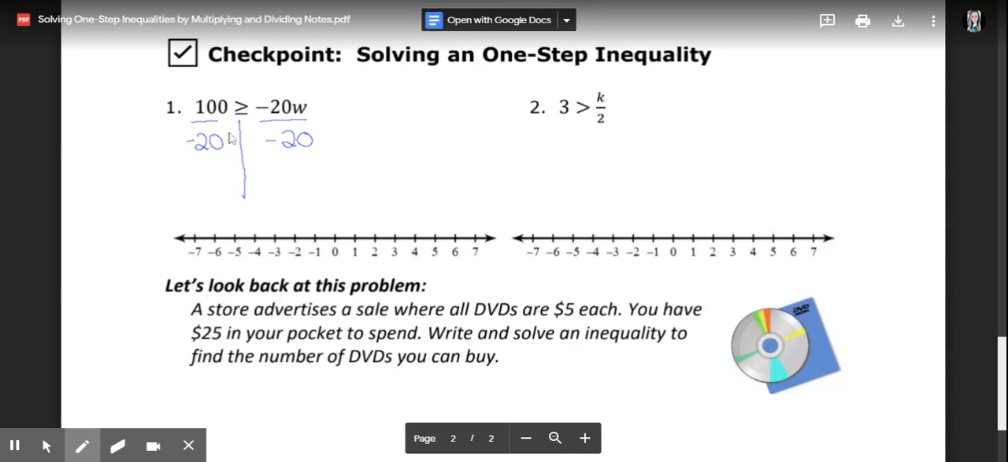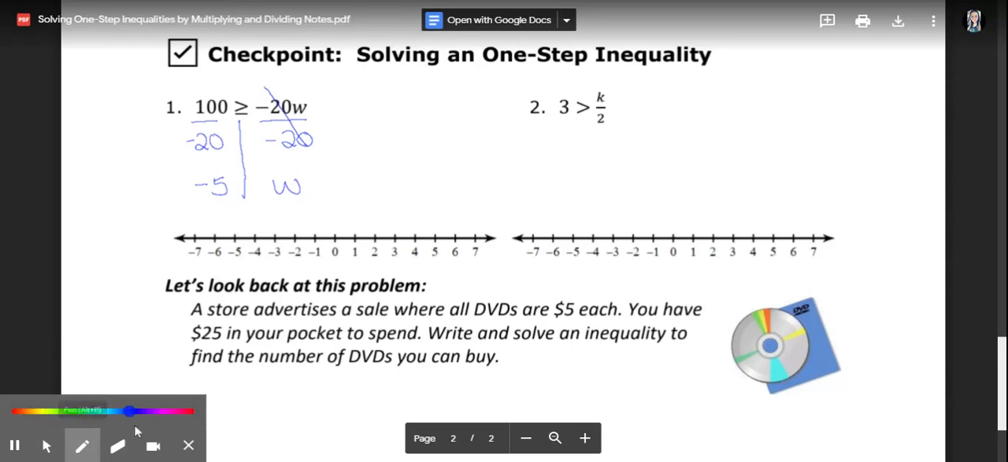So I'll do my division. 100 divided by -20 makes -5. Remember, a positive divided by a negative will be a negative. These 20s over here will cancel, so I can bring down the w. Should I switch my symbol at this point?